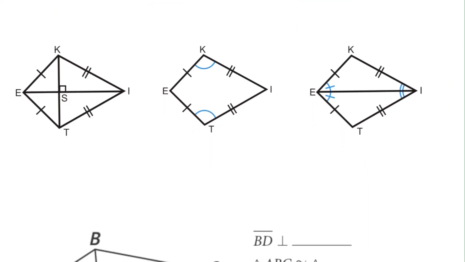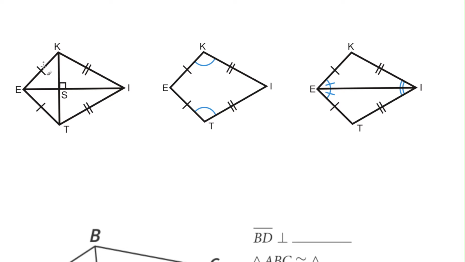So a couple of other things that I want to show you. If you notice, of course, congruent, KE is congruent to ET, and KI is congruent to TI. And if you notice, at their intersection, this is 90 degrees. So 90 degrees, 90 degrees, all the way around, right?